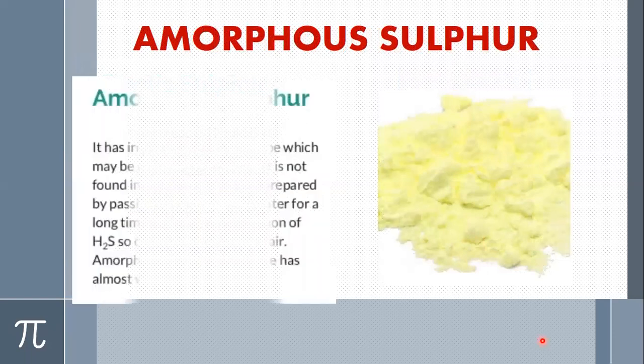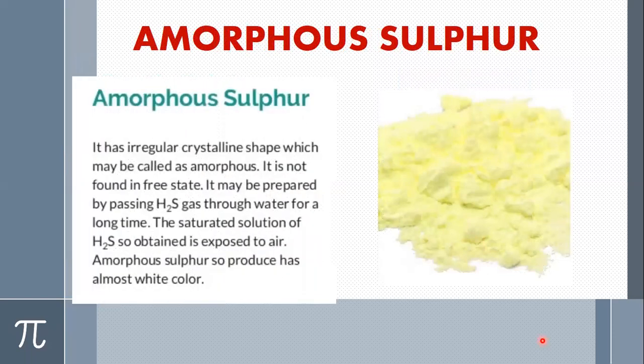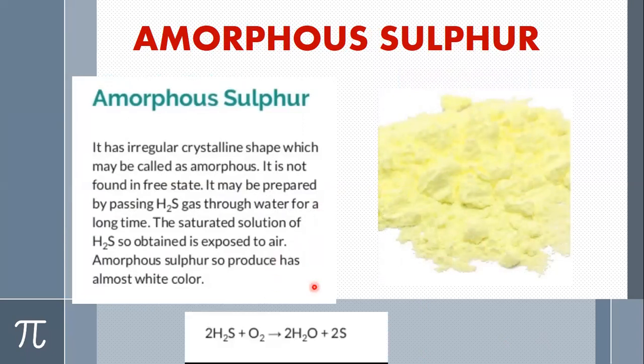Next is amorphous sulfur. Amorphous sulfur has an irregular crystalline shape and is known as amorphous sulfur. It is not found in a free state, but it can be prepared when H2S gas is passed through water for a long time. A saturated solution of H2S so obtained is exposed to air. Amorphous sulfur so produced has an almost white color, very light yellow or nearly white. Here is a chemical equation in which H2S gas is reacted with oxygen and it gives you water plus sulfur. This sulfur is amorphous sulfur.